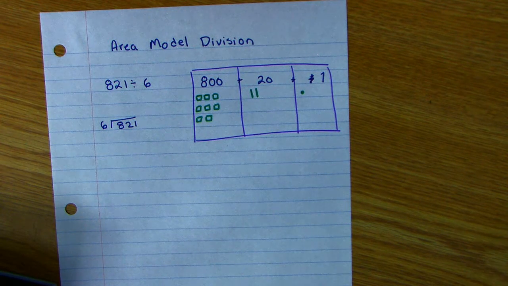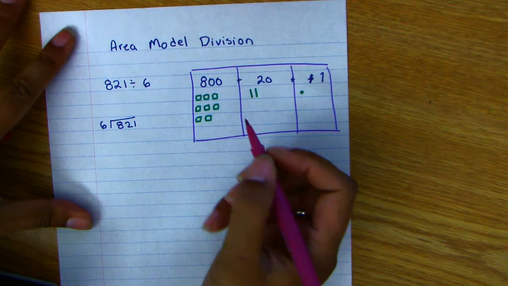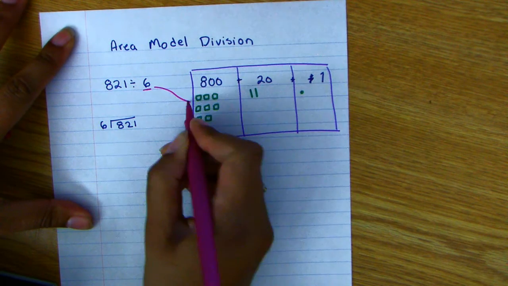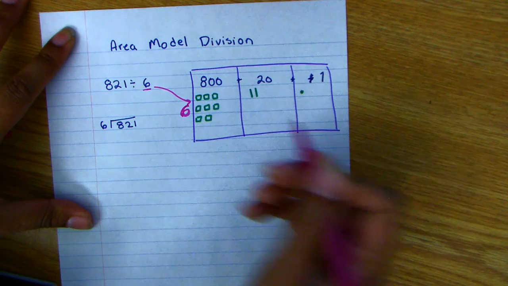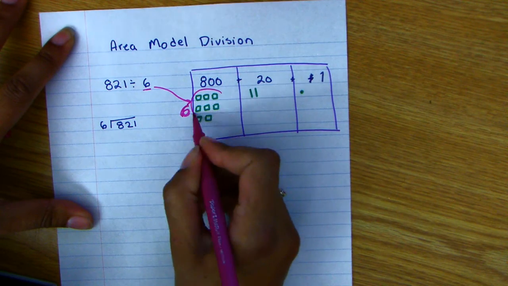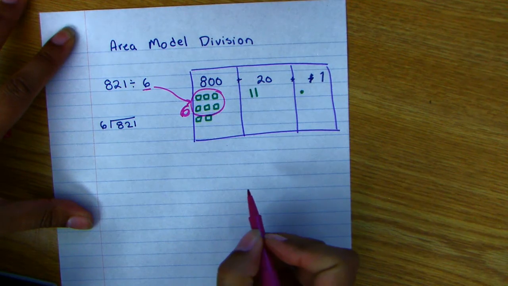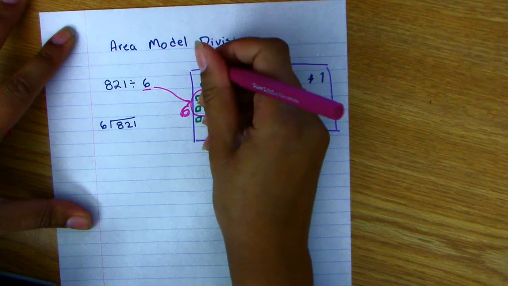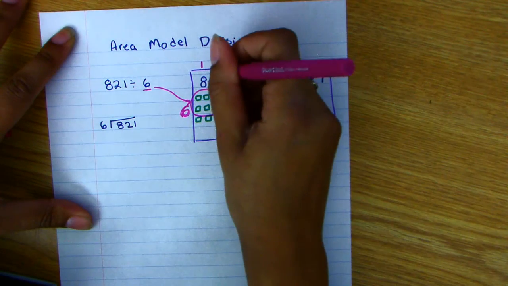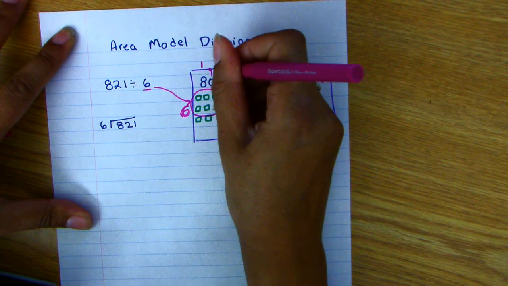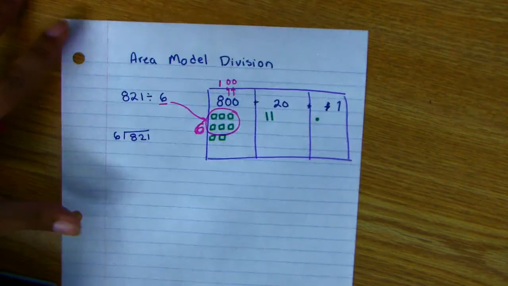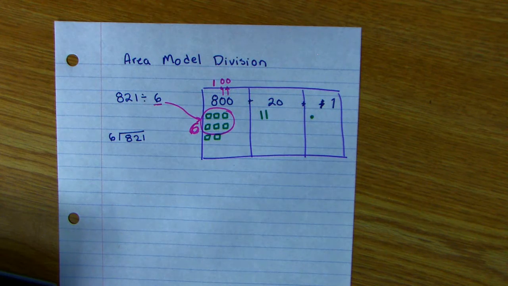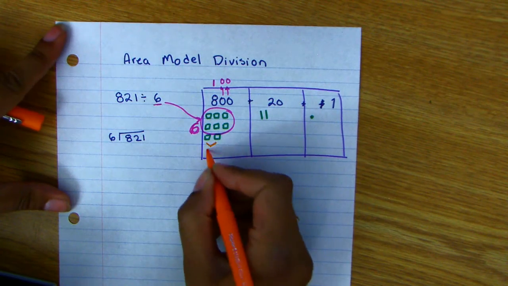So now it is time to be circling our groups of our divisor. Our divisor is 6, so that goes on the outside of our box. And now I'm ready to circle groups of 6. 800 only has one group of 6. So I'm going to put that 1 on the top, and then I'm going to bring my zeros up because it's not just 1, it's 100. So the value of that is 100. Really, there are 100 groups of 6 in 800.